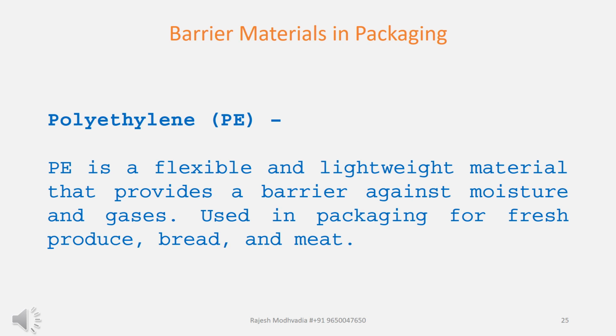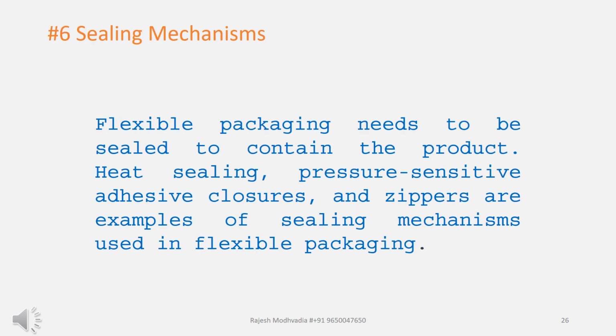Polyethylene (PE). PE is a flexible and lightweight material that provides a barrier against moisture and gases, used in packaging for fresh produce, bread, and meat. Number 6. Sealing mechanisms. Flexible packaging needs to be sealed to contain the product. Heat sealing, pressure sensitive adhesive closures, and zippers are some of the examples of sealing mechanisms used in flexible packaging.